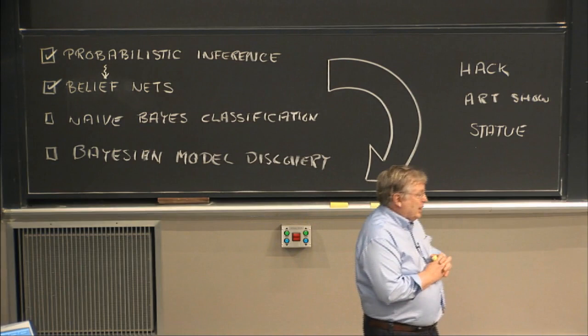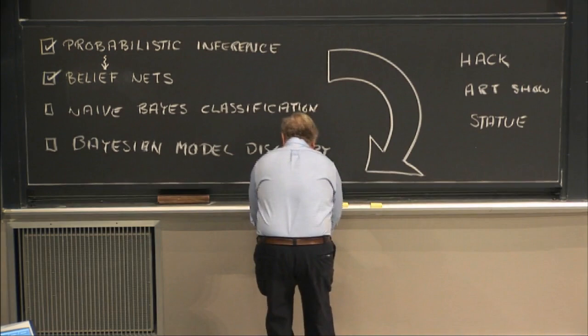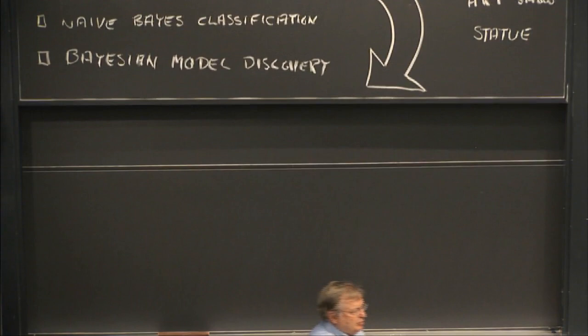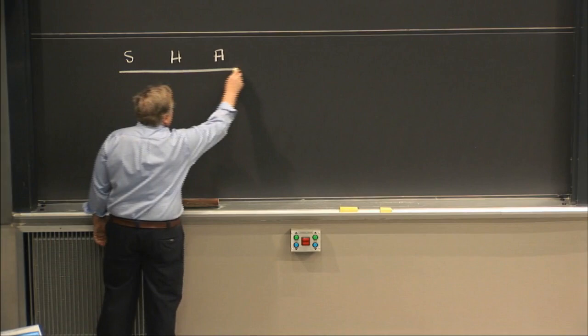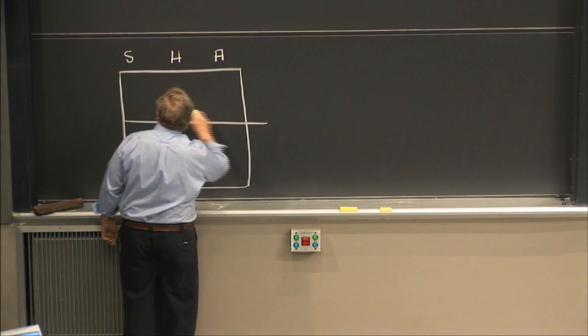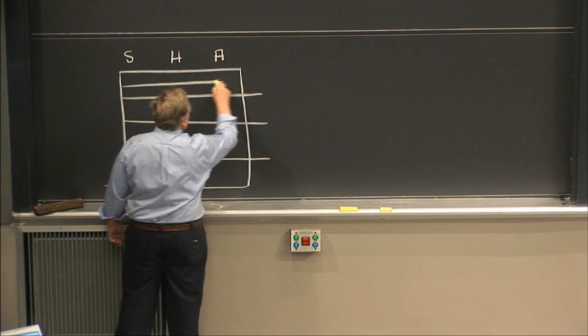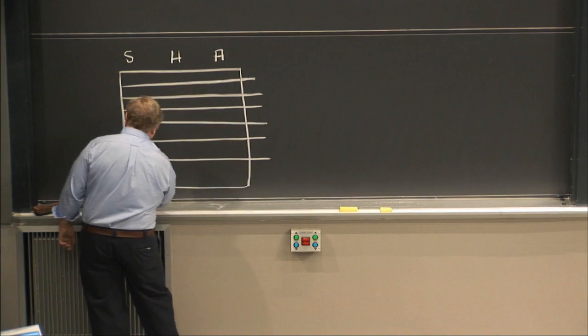So the natural thing is to build myself some sort of table and keep track of my observations. So I have three columns in my table. I've got the possibility of a statue appearing, a hack having occurred, and some sort of art show. And so I can make a table of all of the combinations of those things that might appear. And I happen to have already guessed that there are going to be eight rows in my table. So it's going to look like this.